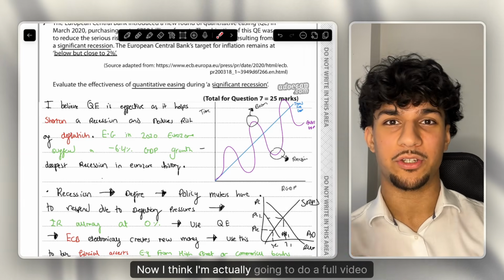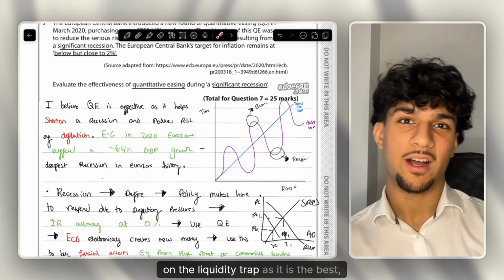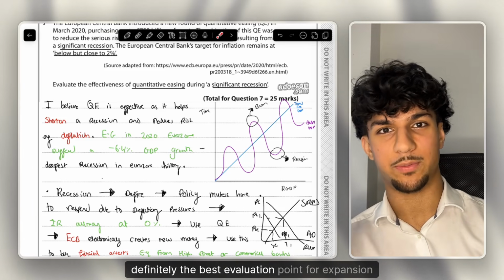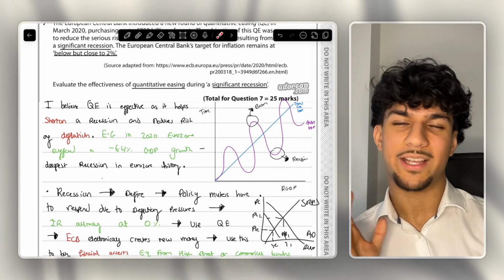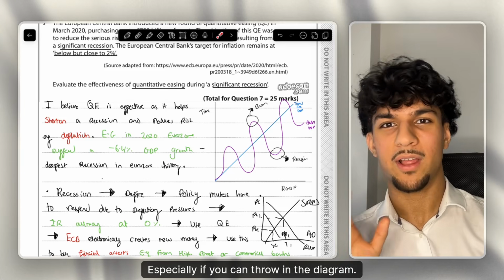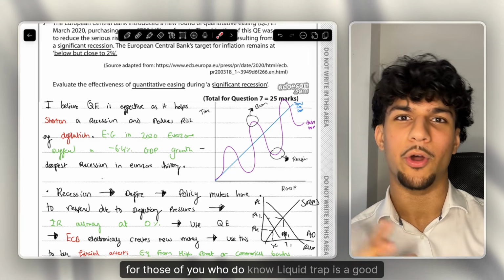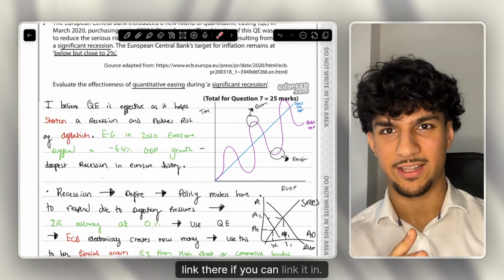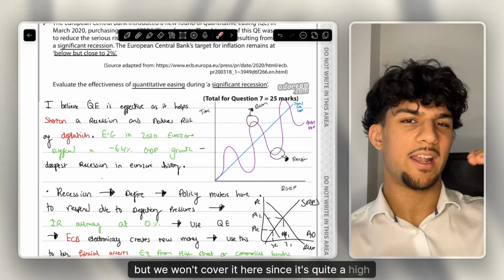Now, I think I'm actually going to do a full video on the liquidity trap, as it is definitely the best evaluation point for expansionary monetary policy, especially if you can throw in the diagram. But yeah, for those of you who do know, liquidity trap is a good link there if you can link it in. But we won't cover it here since it's quite a high level evaluation point.